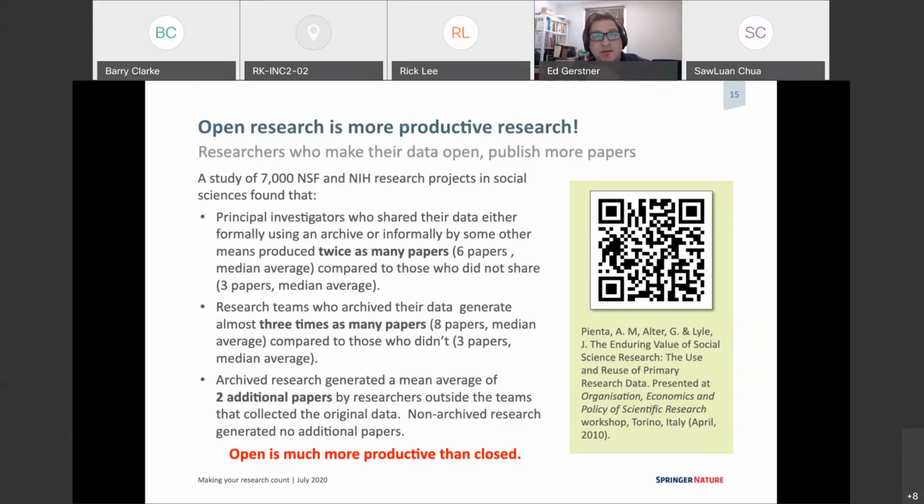You become more productive because the data, which is at the heart of everything that we do, becomes more precious to you. And so this is another of the benefits to thinking in a more open way about your research.